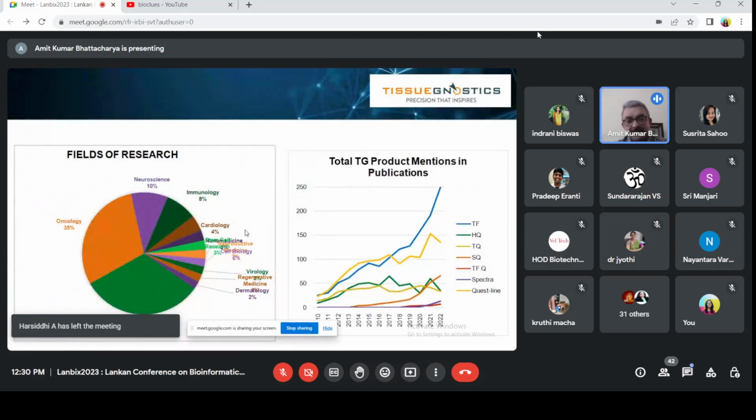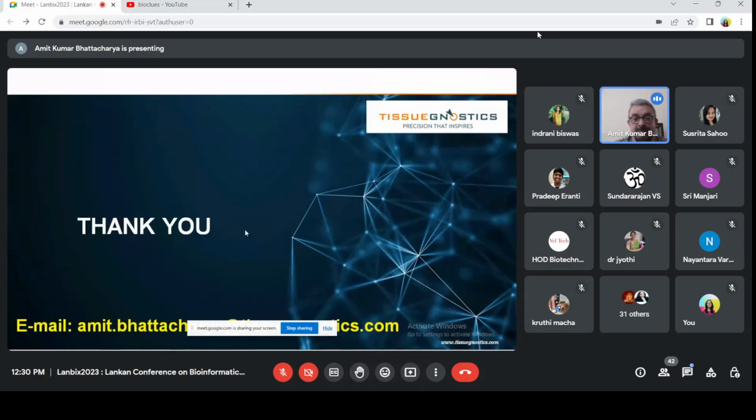Fields of research, as you would understand, mainly because of solid tissues, it is going to be oncology, because oncology diagnostics and decision making is largely driven by histopathology analysis. And the publications have been growing over the years. The field is also growing. And I'm back to the last slide. Thank you.